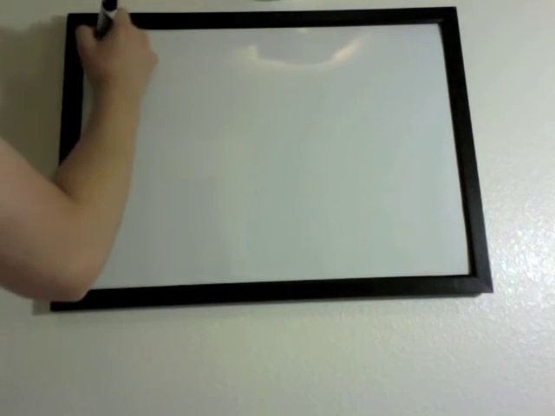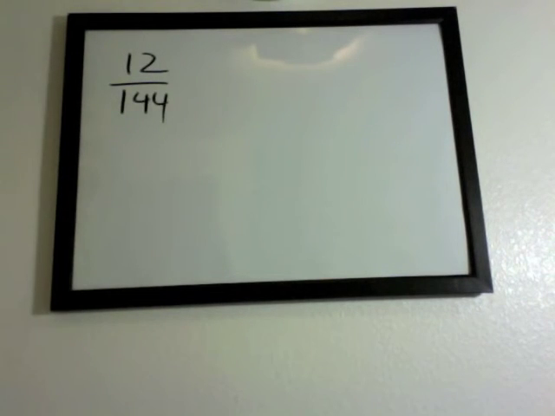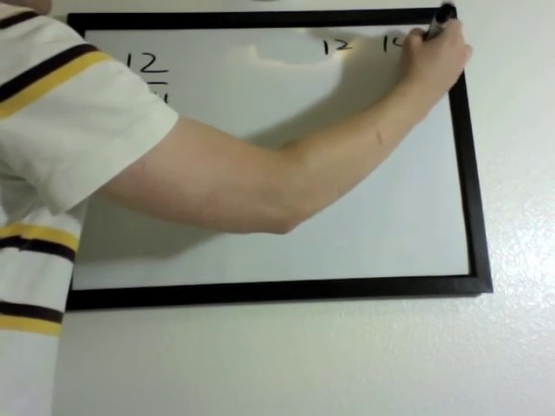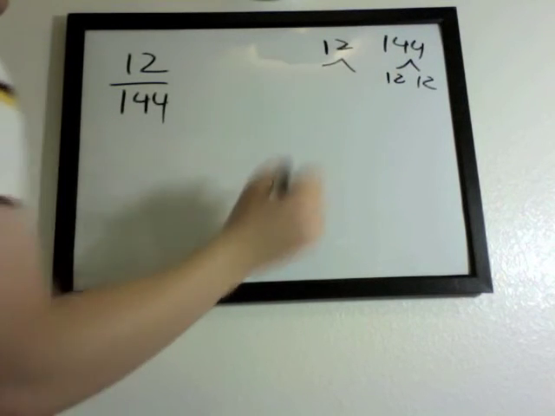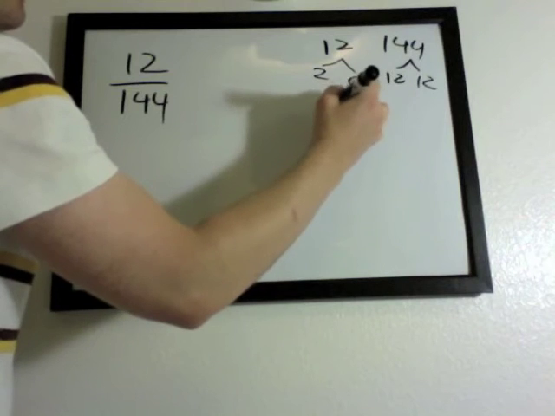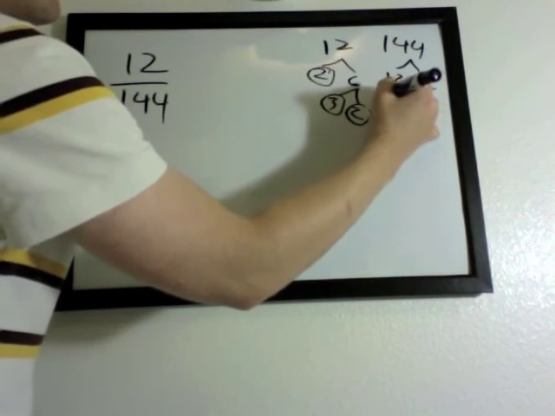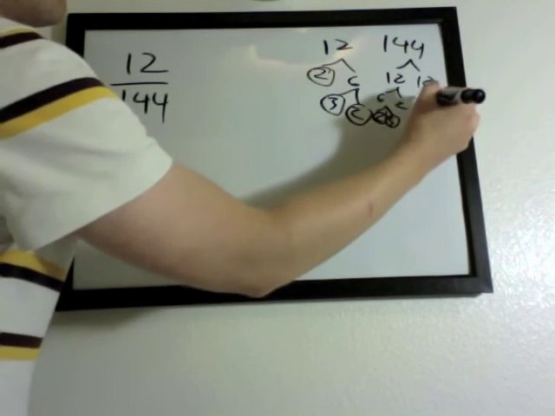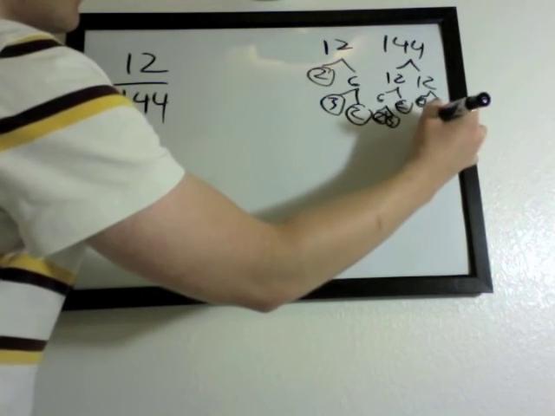Let's do another one. Last example, 12 over 144. Let's do the factoring tree for both. This is 12 times 12. 12, what two numbers can you think of? 2 and 6. Circle your primes. 2 and 6. 3, 2. 2 and 6. Circle your primes. 3, 2.